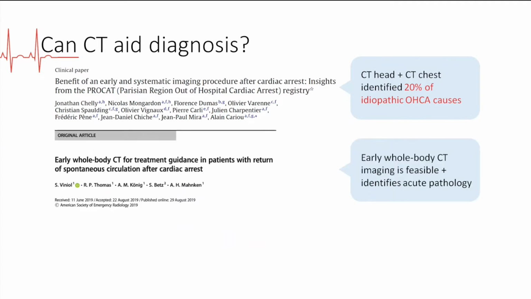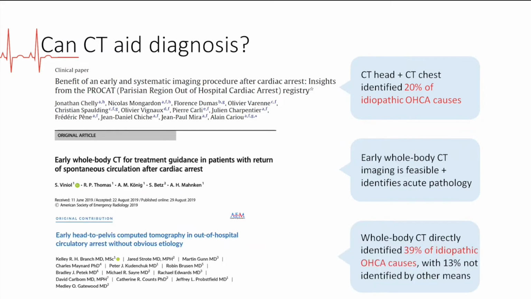And then more recently, there was a retrospective study in America of about 100 patients, and they found that early whole body CT imaging was possible in this patient group, and they identified pathology. They didn't differentiate between arrest cause and other diagnoses. And then last year, again an American study of 100 patients, but this one was prospective, and they assigned everyone to get whole body CT, and they found 39% of arrest causes, with 13% not being identified by any other investigations. So that was what set off my project, looking at what we do here with CT.